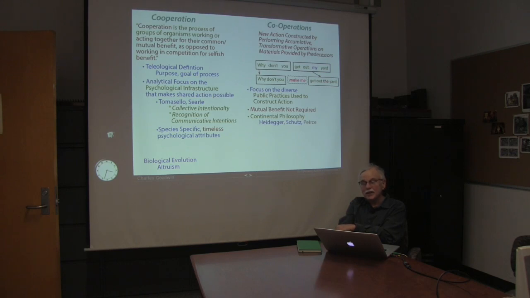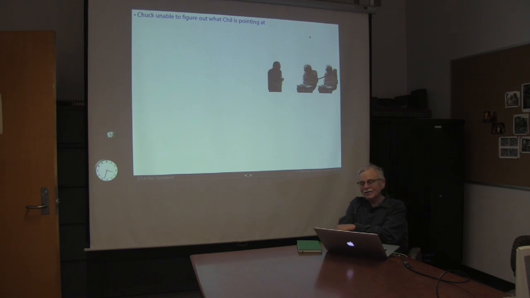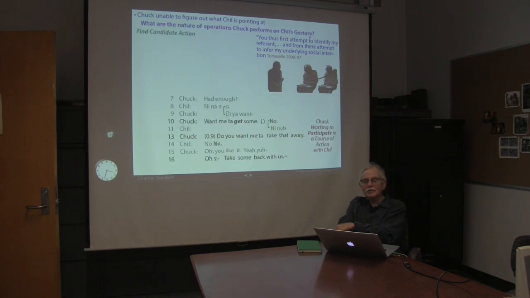This approach, unlike the other, is built on continental philosophy, such as Heidegger and Schutz. And to look at that again, Chuck is trying to figure out what Chill is pointing at. Now, what Tomasello argues is the way you identify a referent: you first identify the speaker, then you try to infer the underlying social intention. What did Chuck do? Absolutely different. He tried to find the candidate action. He was trying to find whether Chill wanted him to remove the dirty dishes, to get more stuff. So you find the action, and then you locate the referent within the gestalt that's constructed by the action. And then the reference can shift dramatically when you find different courses of action.